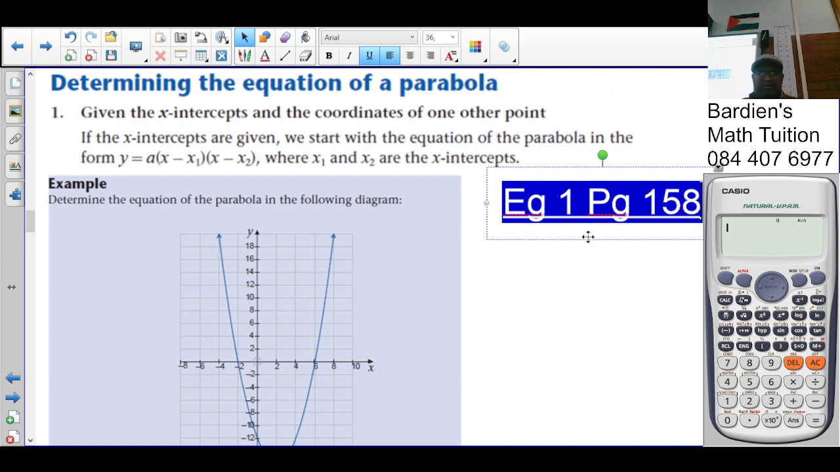So we are determining the equation of the parabola given the x-intercepts and the coordinates of one other point. If the x-intercepts are given, we start with the equation of the parabola in the form y is equal to a into x minus x1 into x minus x2, where x1 and x2 are the x-intercepts.